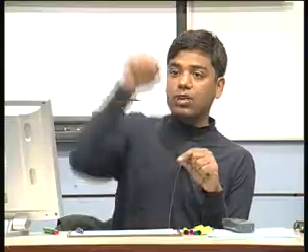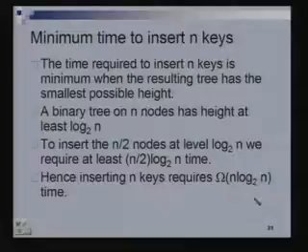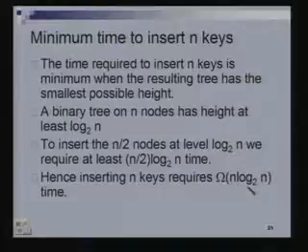To insert each one of those leaves, how much time will you take? Log n, because you have to come down the entire tree. So to insert each of those n by 2 keys, you take log n time. Just to insert the leaves, you take n by 2 times log n time, which is omega of n log n, a function growing at least as fast as some constant times n log n. So in the best case, you are taking n log n time.